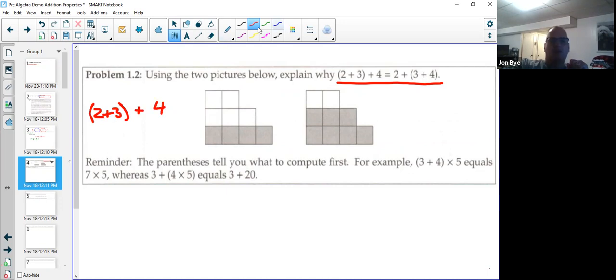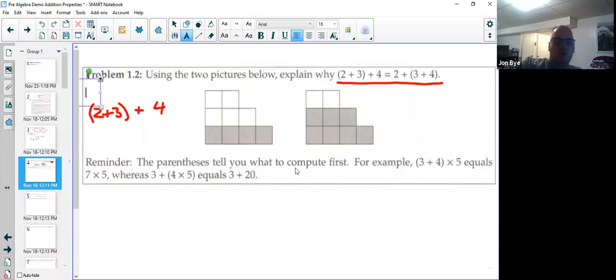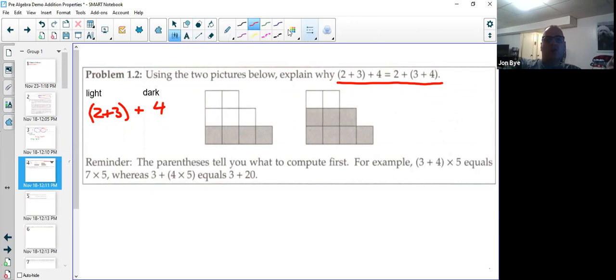So these are the light squares, and these are the dark squares over here. So we have 2 plus 3 light squares plus 4 dark squares. What about the other one? On this side, if we count the light squares first, we start with 2 light squares, and then we have 3 plus 4 dark squares.